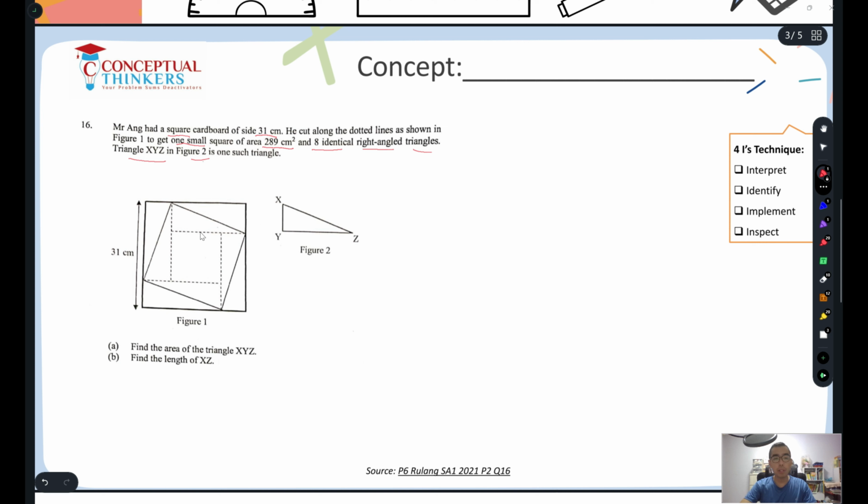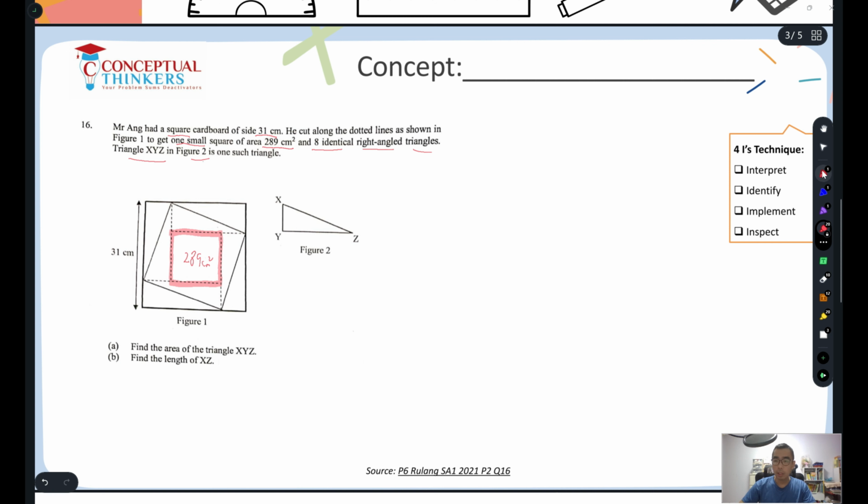Now if you look at figure 1, actually there are a few squares that you should be able to see. One is the big square, which is 31 cm by 31 cm. Then we can see a slanted square here. This is actually important, that we need to use. They also mentioned a small square of area 289 cm square, so they are referring to the small one here. Let me just highlight the small square here. This is the small square that they are talking about.